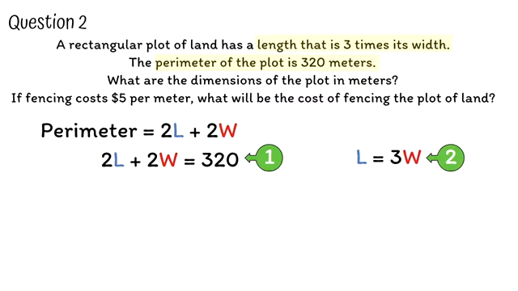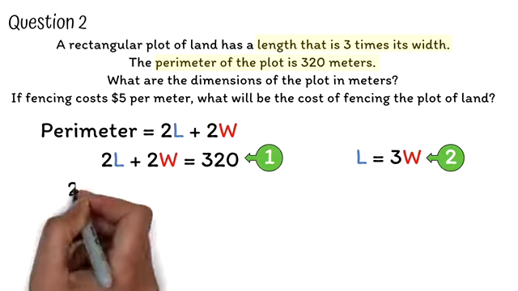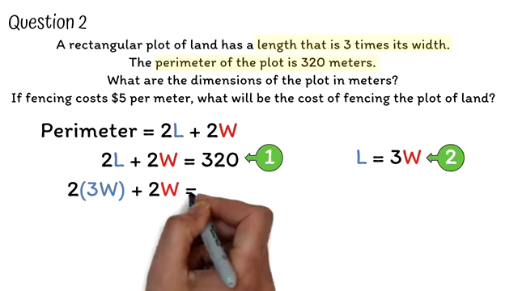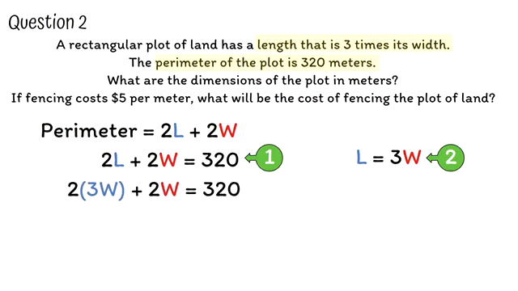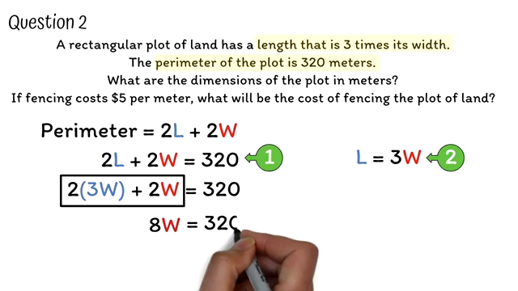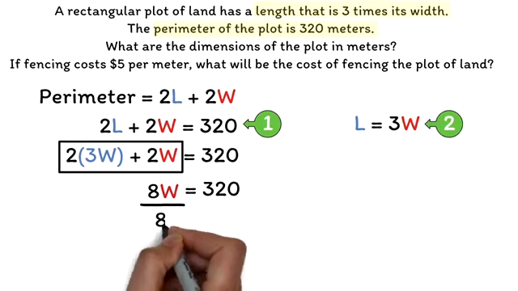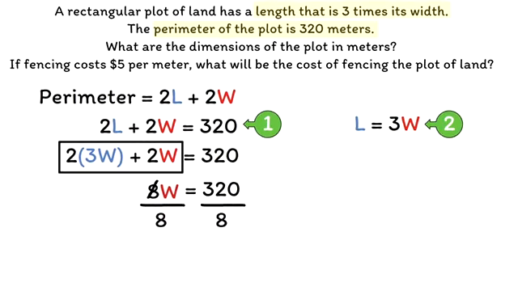We can replace the L in equation 1 with 3W, since we know L equals 3W. We have 2 times 3W plus 2W equals 320. 2 times 3W is 6W. Plus 2W will give 8W. So we have 8W equals 320. Divide both sides by 8. The 8 will cancel out. 320 divided by 8 is 40. So we have width to be 40 meters.